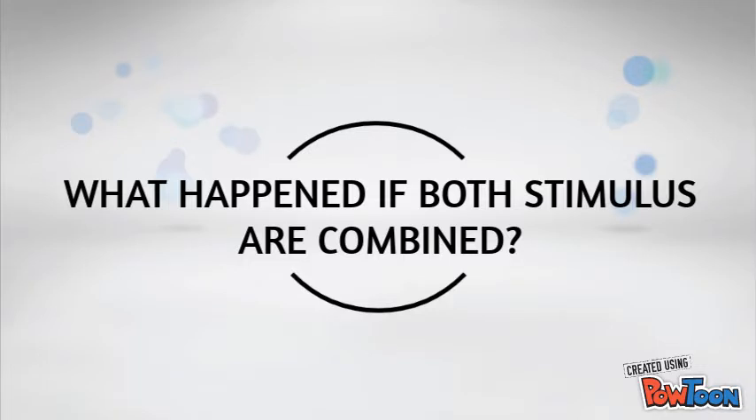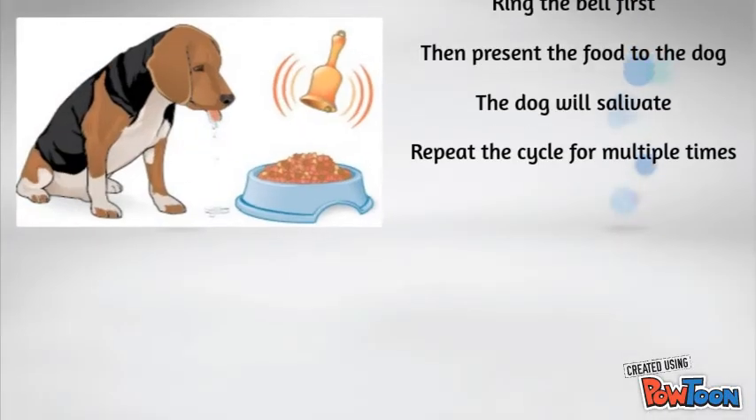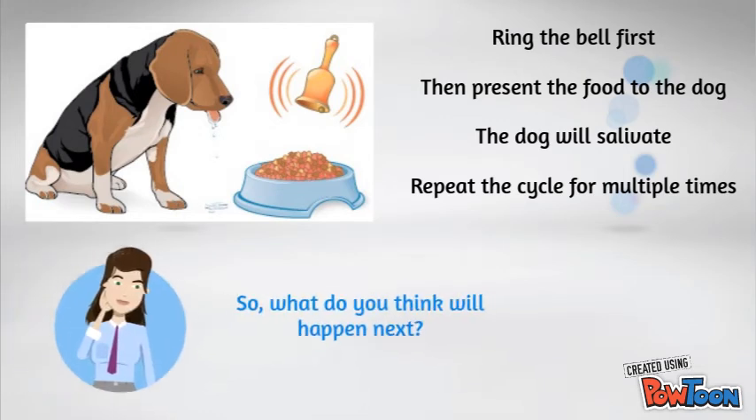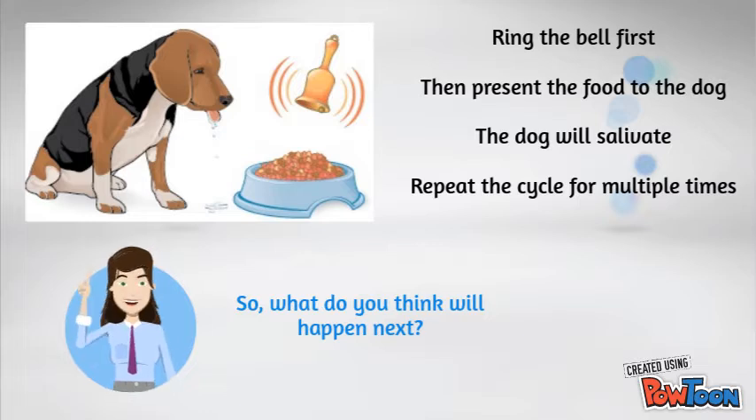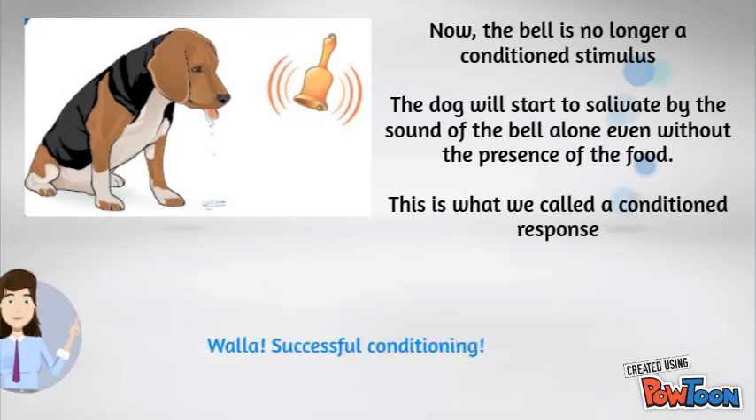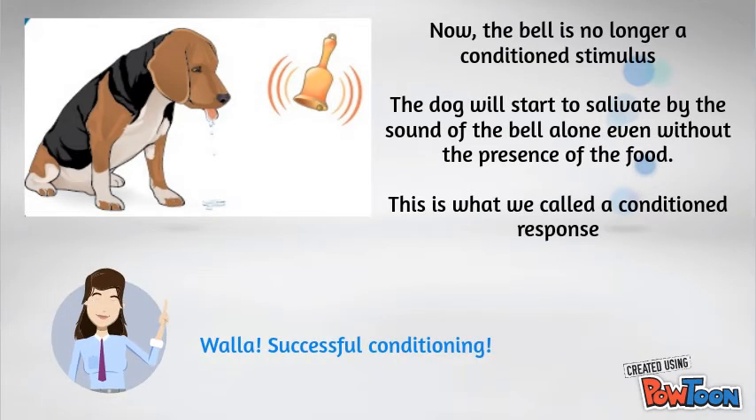What happened if both stimulus are combined? Ring the bell first, then present the food to the dog. The dog will salivate. Repeat the cycle for multiple times. Now the bell is no longer a neutral stimulus. The dog will start to salivate by the sound of the bell alone without the presence of the food. This is what we call a conditioned response.